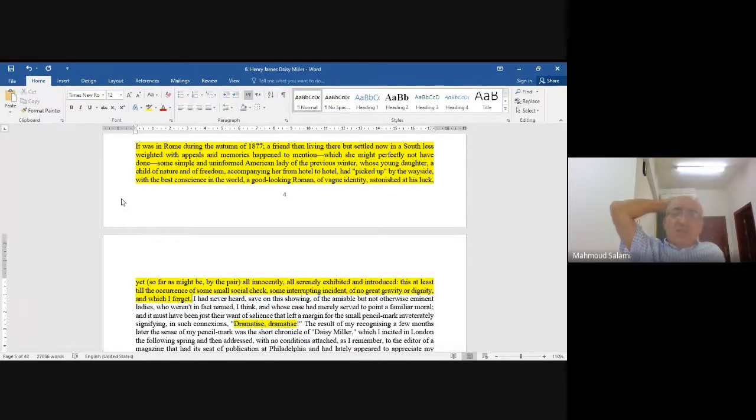It was in Rome. This is his introduction. This is not fiction. This is his writing, giving an introduction about this novel. And this is his style, which sometimes I told you is a bit complicated. It was in Rome during the autumn of 1877, semicolon. Semicolon? Why semicolon? I would never use a semicolon here. I think this is wrong. It should be a comma.